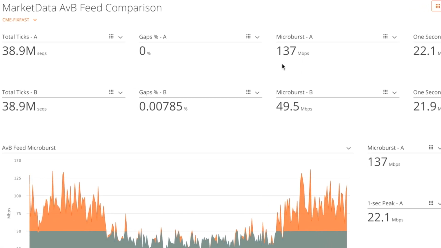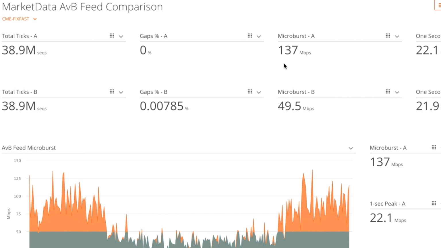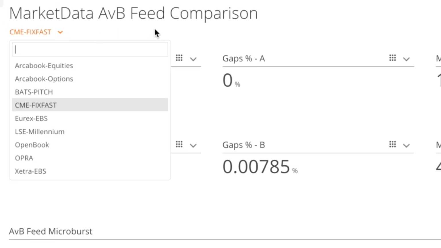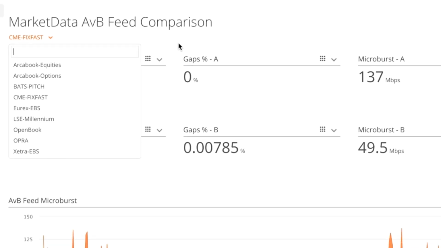In this case, what we're looking at is the A and the B feed from the same market received into the same data center. The only difference being they're taking different paths. So there is a relative latency between them. In this case, we're looking at the CME fixed fast market data, but as you see there, we can toggle between different markets as well if we wish to.